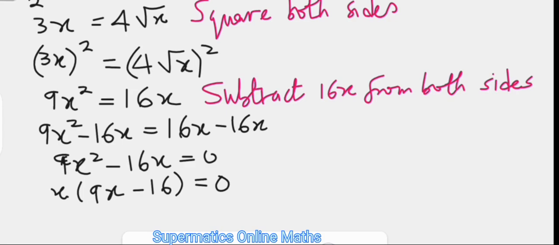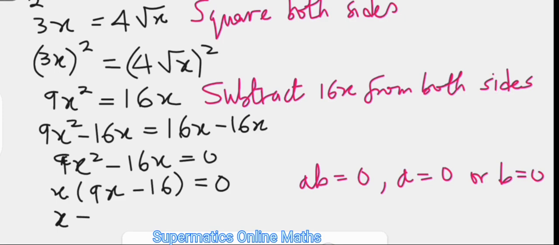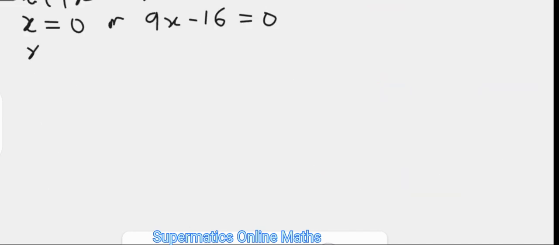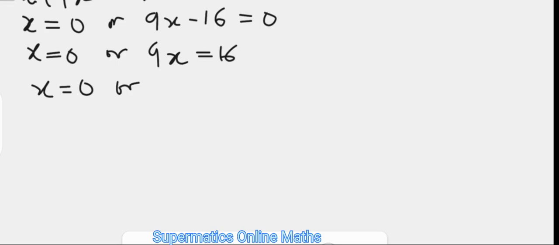By the zero product property, if the product of two numbers or quantities is 0, then it follows that either of them is 0. So this means that x could either be 0 or 9x minus 16 equals 0. x could be 0, or adding 16 to both sides, 9x could be 16, meaning that x could take on the values 0 or x could be 16 over 9.